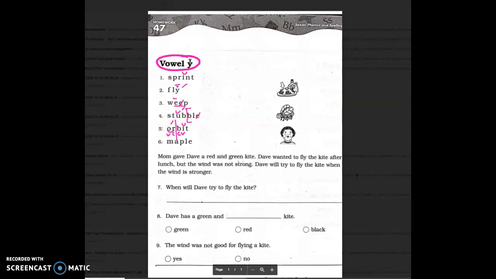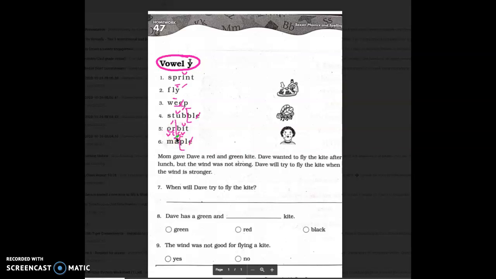Last one, we have maple. PLE, we'll put a bracket around. We have long A, quiet E, and we'll accent. I'm out of room, I can't see. I'll do a little green accent mark so you can sort of see. We're going to accent that first syllable there.